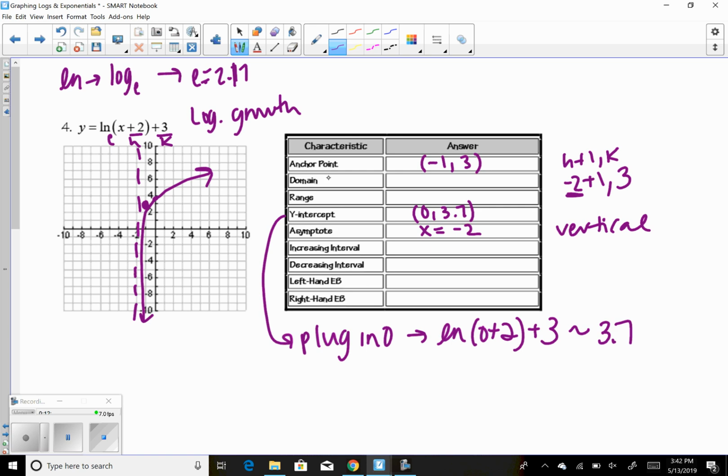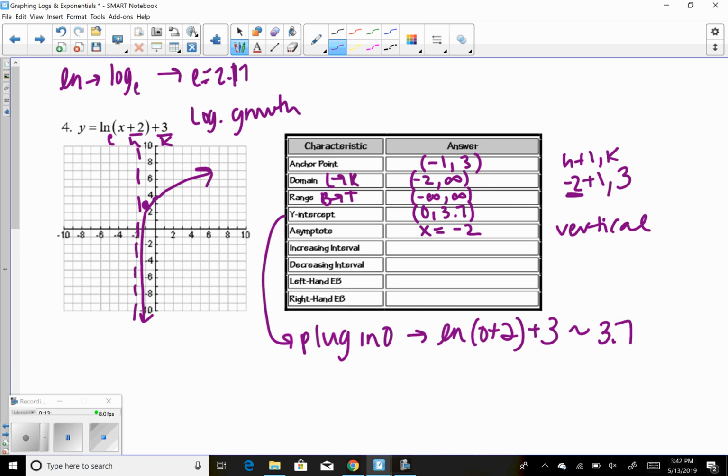All right, so my domain, remember, goes left to right. Range goes bottom to top. So I'm starting on the left side at negative 2, and it goes over all the way to infinity on the right. The range for logarithms is all real numbers. Everything gets covered from the bottom to the top. Okay? All right, so increasing and decreasing intervals.